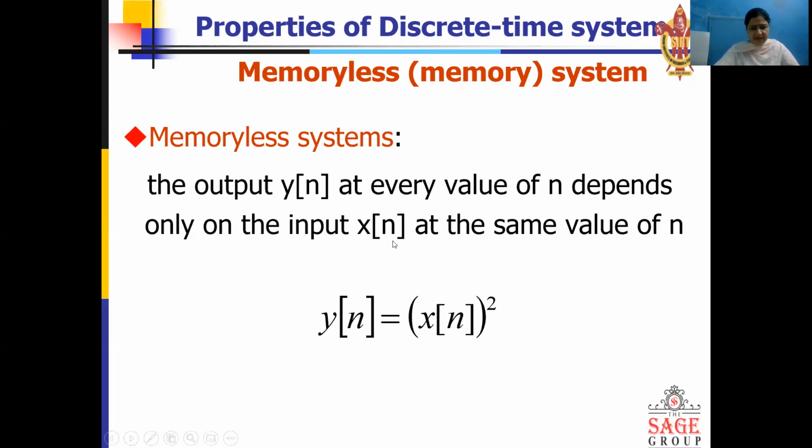As the name signifies, the output y[n] at every value of n depends only on the input x[n] at the same value of n. The example here is y[n], the output of the discrete time system, equal to x[n] squared, the square of the input. Here we can see that the output at time instant n depends on the input at time instant n. So this is a memoryless system.